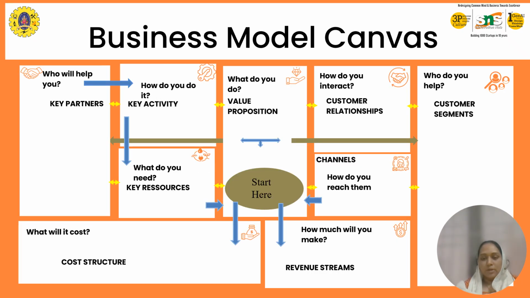As in the last lectures, in every lecture I show this BMC basic thing, so that we are very clear about where we have to start. As you can see, this BMC is divided into nine important building blocks. We have to see what your value proposition is. That is the most important thing. If you know the value proposition, then we can identify the customer relationship, the customer segment, the cost structure, and the revenue streams.